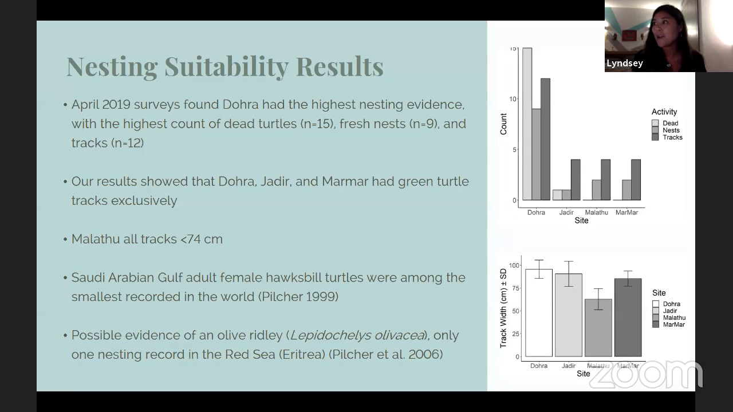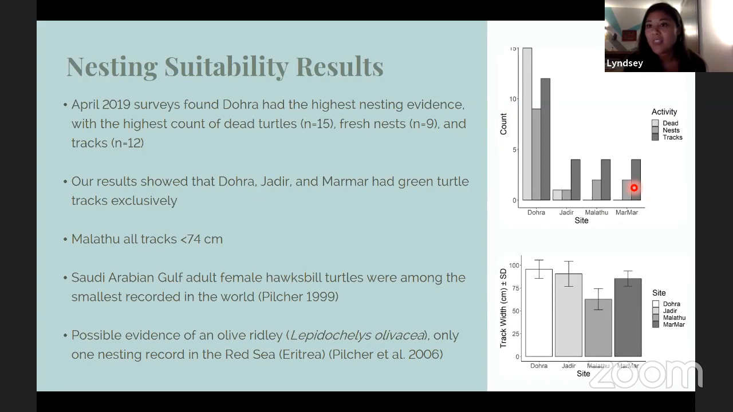I just wanted to show you guys some preliminary results. These were just comparing the 4 islands in Alif: Dora, Jadir, Malatu, and Marmar. We found that Dora actually had the highest nesting evidence of all 4 islands. And as Amr mentioned, we do have a high number of dead turtles on this island. We counted 15, which is a pretty large number. Jadir, Malatu, and Marmar all have pretty similar counts of sea turtle tracks, nests, and dead turtles.